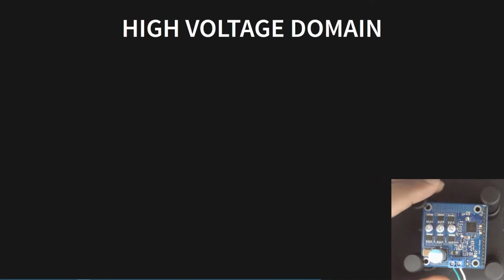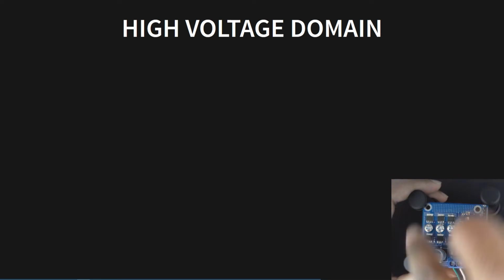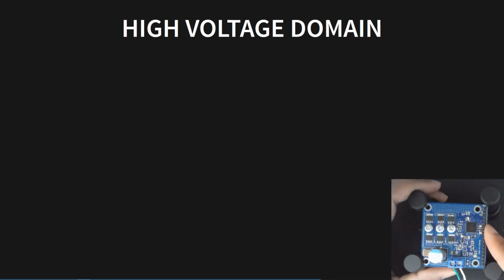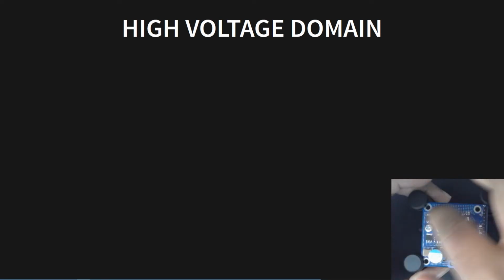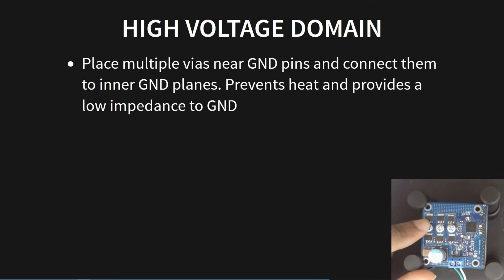Now let's focus on the high voltage domain. So the high voltage domain is just this area, as you can see. This part will be the low voltage, and this part of the PCB is the high voltage.